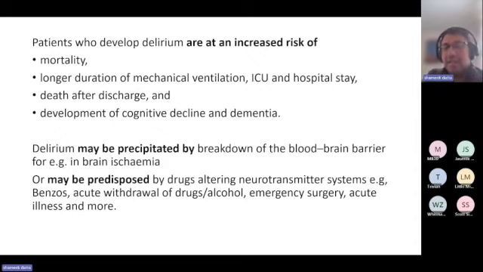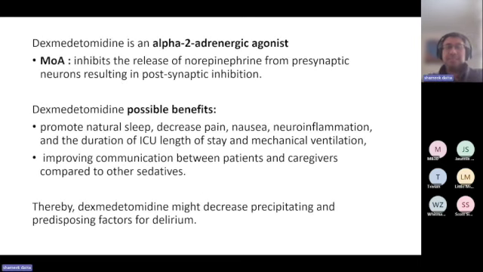Delirium can be precipitated, like in patients who are having a brain ischemia, which can lead to the breakdown of the blood-brain barrier, or it may be predisposed by drugs like benzodiazepines that alter the neurotransmitters. It can be due to acute withdrawal of drugs or alcohol. It can be for patients who are coming in with sepsis, presenting for emergency surgery, and more like that.